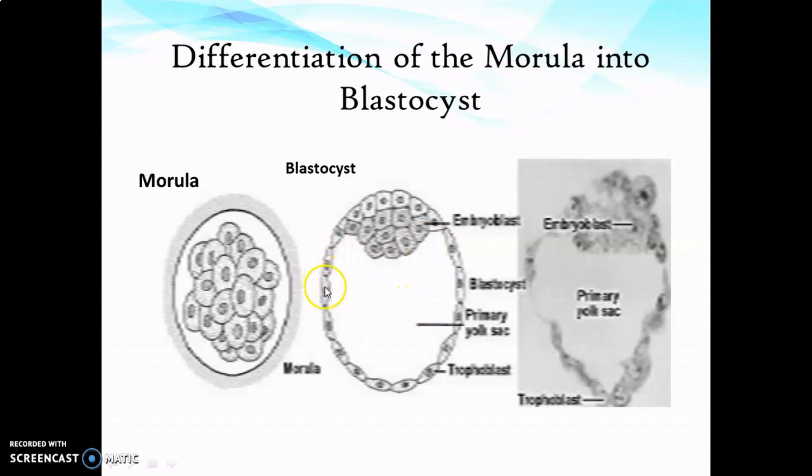Trophoblast forms the covering or lining of this cavity, which is known as primary yolk sac, and it is from the embryoblast that the whole embryo or human body is going to be developed. Or you can consider this structure as the embryo proper.